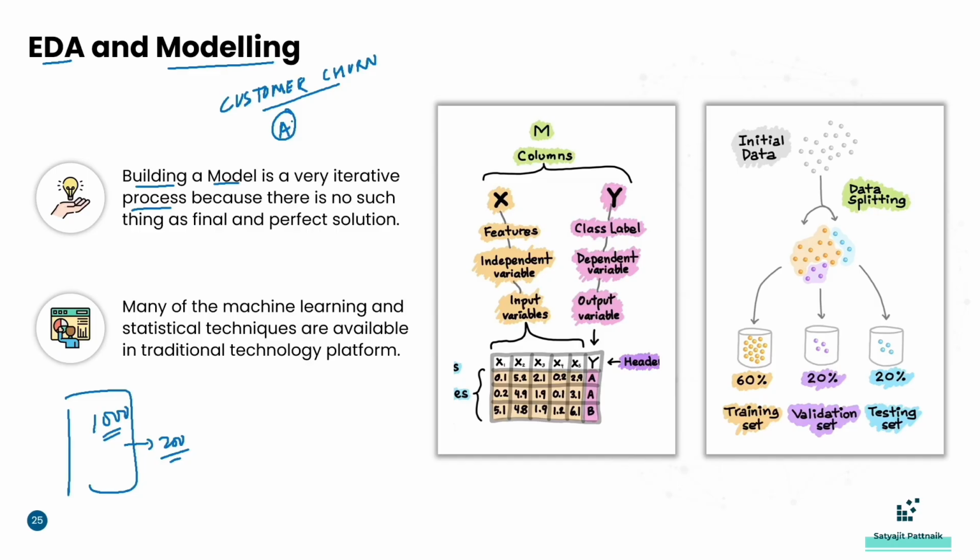Your company manager has come to you and told you, hey, you know what? These are my 1,000 records, my 1,000 customers. Out of them, 200 customers have left. That means the churn rate is 20%. Can you do some EDA around it? Which means the candidate has to perform some initial analysis. What is an example of analysis?